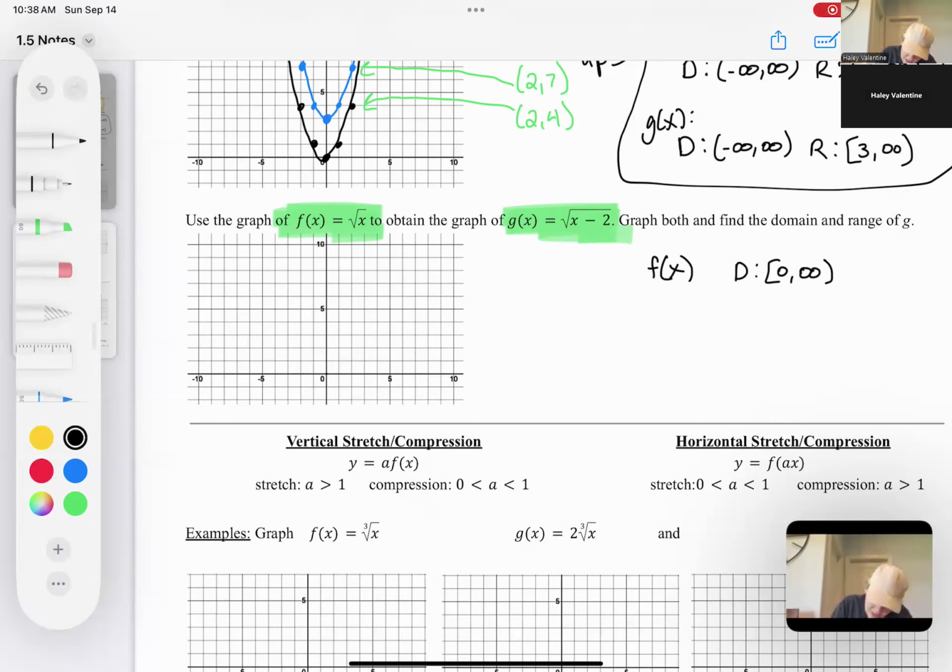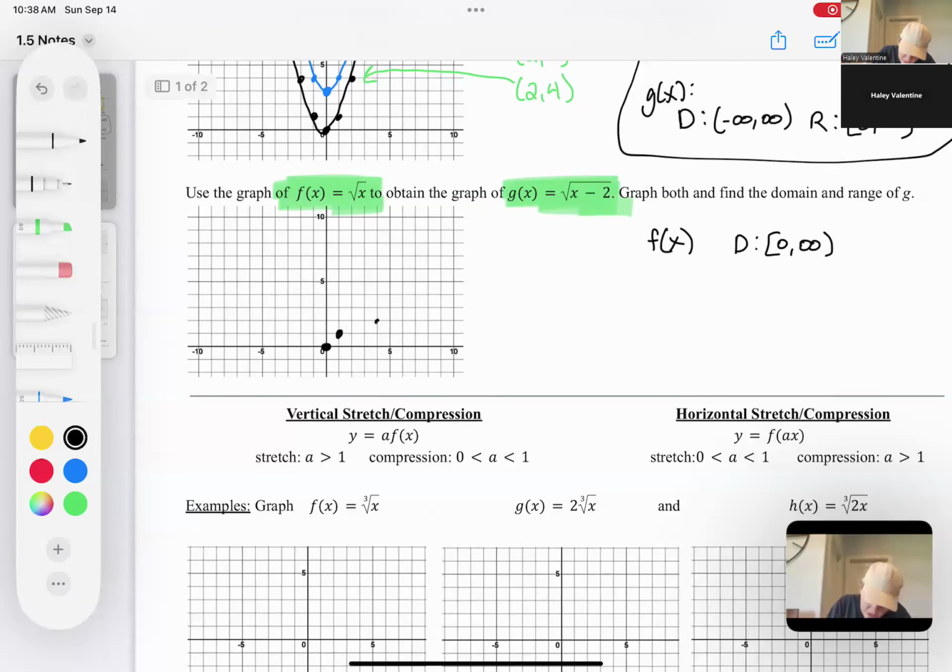Okay, so I'm going to start at 0, 0. The square root of 1 is 1. Now I'm not going to plug in 2 or 3 because I can't take the square root of those and get a nice number. So my next one, the square root of 4 is 2. The square root of 9 is 3. So that's my graph of f. I see that my domain is from 0 to infinity, and my range is also from 0 to infinity.